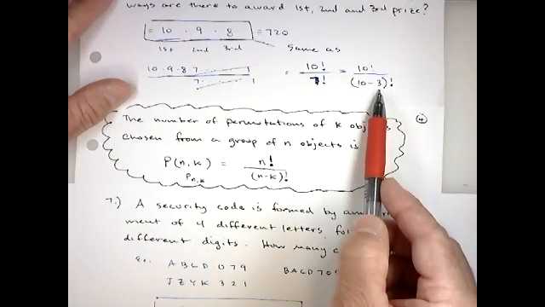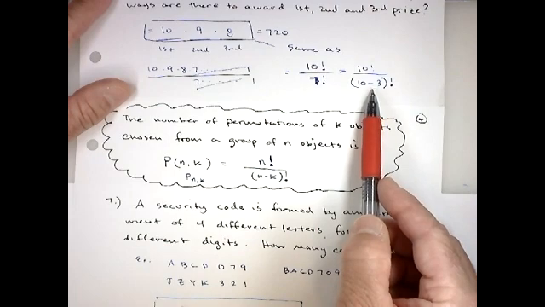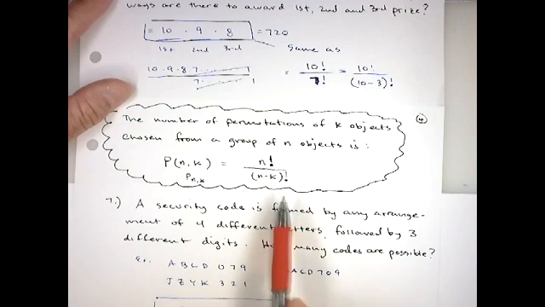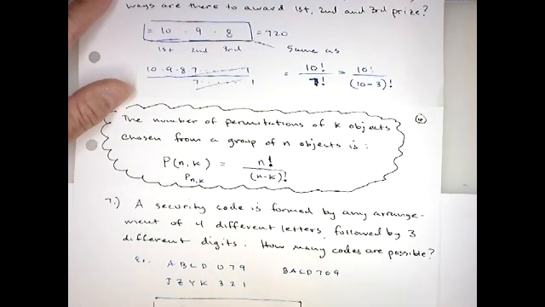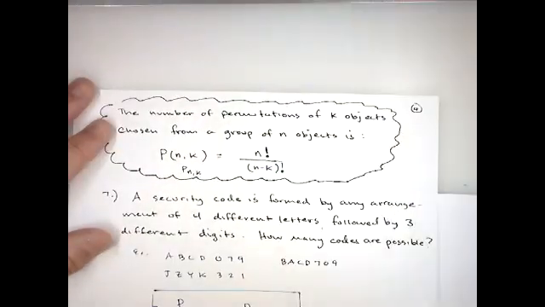We wanted to pick 3 of the 10 art entries and assign them first, second, and third place. So we wanted to arrange them. So we can use that formula. So let's practice this.